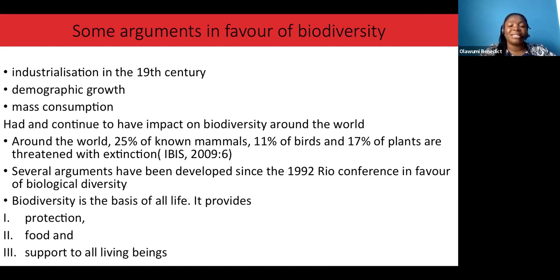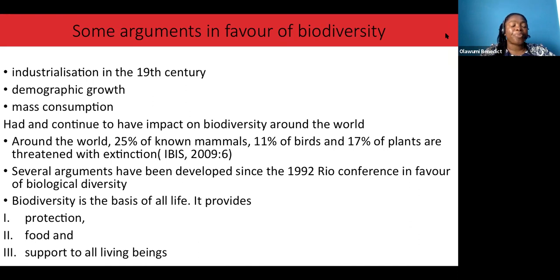So there are several arguments that have developed since the 1992 Rio conference that I said in favor of biodiversity, and all these arguments are just to buttress the point that we need to increase the biodiversity on our farm. We need to conserve biodiversity on our farm. And because of this, so many countries, so many nations have put up a lot of laws concerning biodiversity in their different countries, even in the world. There are a lot of laws that are coming up now.